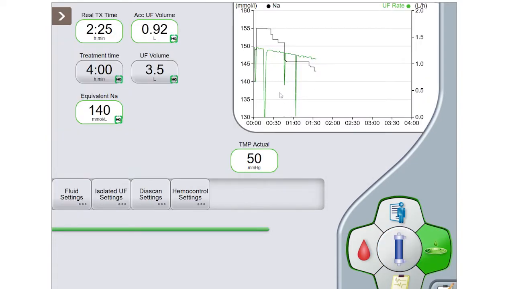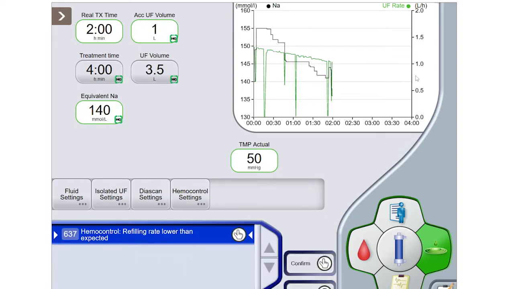We can look at HemoControl here. So we see, of course, the initial sodium bolus. It hasn't had the need to bolus more aggressively, and it hasn't been giving a ton of breaks. At this point, it's actually been trucking along quite well. So, of course, we expect to see that gradual decrease in UF volume as our treatment time progresses.